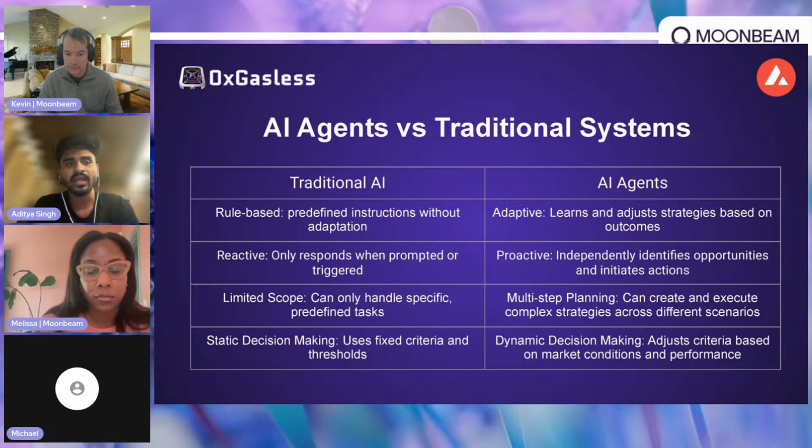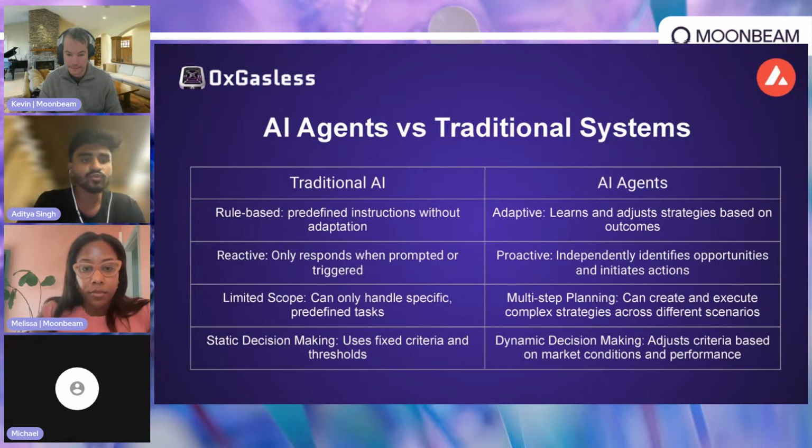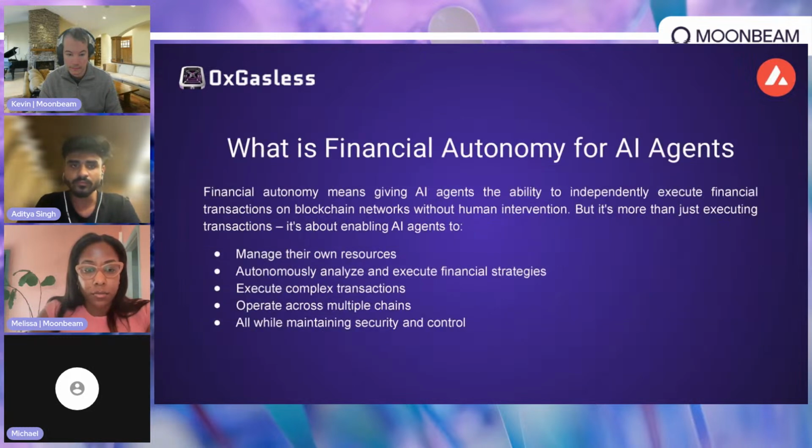We have made our AI agent toolkit adaptive, proactive, and capable of multi-step planning. Just like if you want to swap some tokens from USDC to USDT on a certain chain, and we will soon implement cross-chain swaps also. So this is a new kind of AI agent, different from traditional systems, that can perform actions truly autonomously. What is financial autonomy for AI agents? Financial autonomy means giving AI agents the ability to independently execute financial transactions on blockchain networks without human intervention.